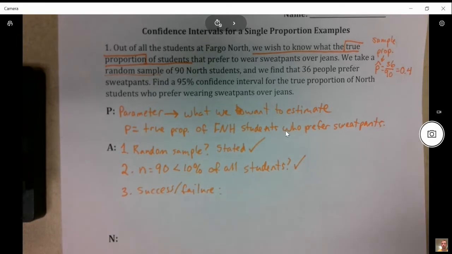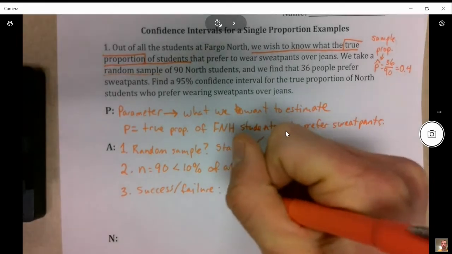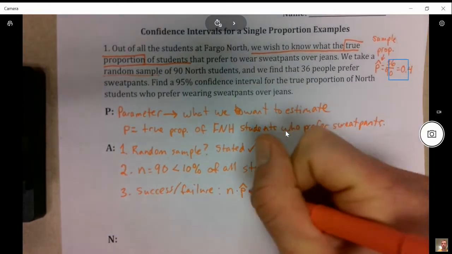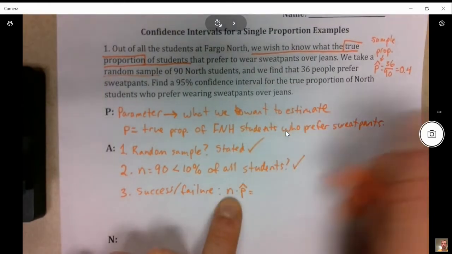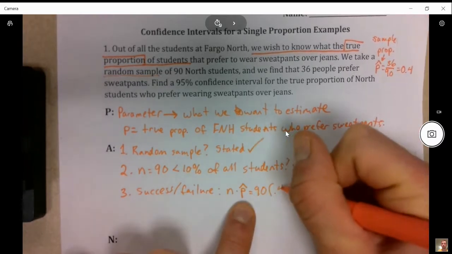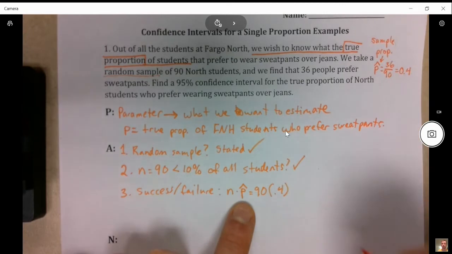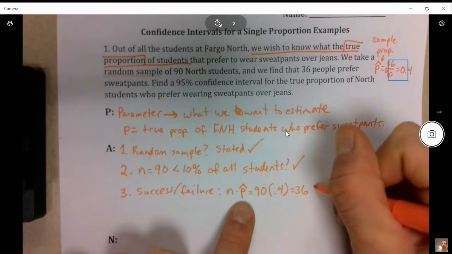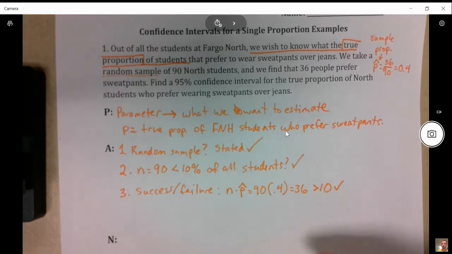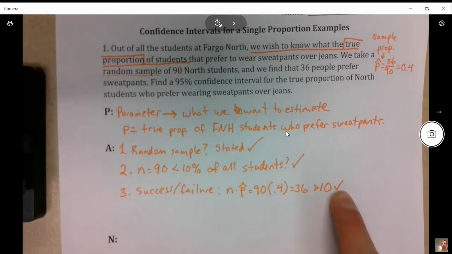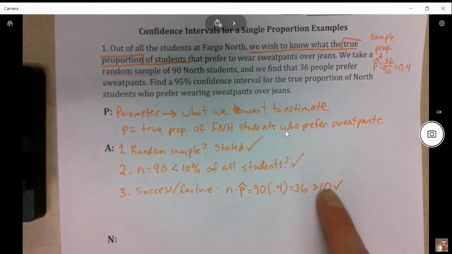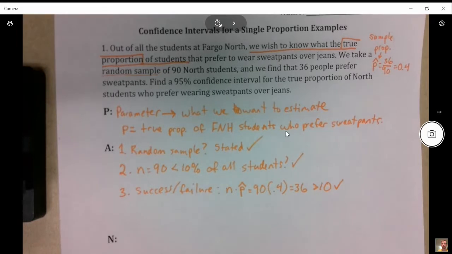Well, mathematically, the way that we check this is we take n, our sample size, times p hat. So in our purpose, or for our situation here, n is our 90 times p hat, which is 0.4. We found that up here, remember? And that is equal to 36, which is greater than 10. 10 is our magic number. That's always going to be what we're comparing to. So because 36 is greater than 10, in other words, we have 36 people who prefer sweatpants, which is more than 10, we are good to go.